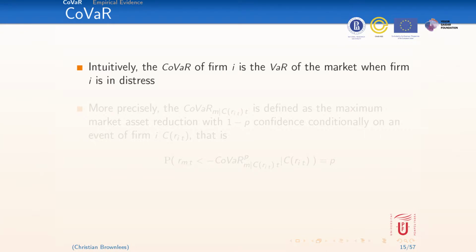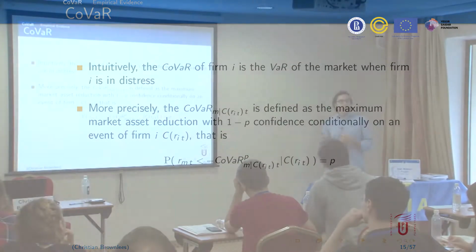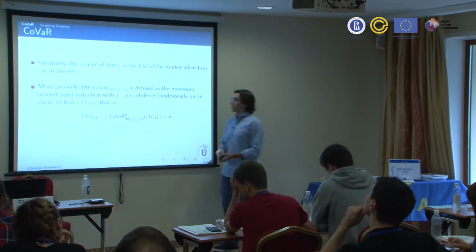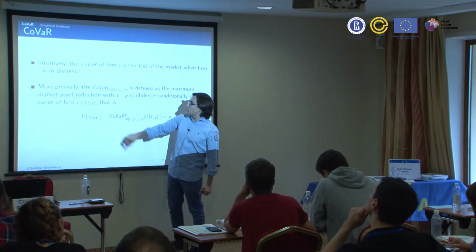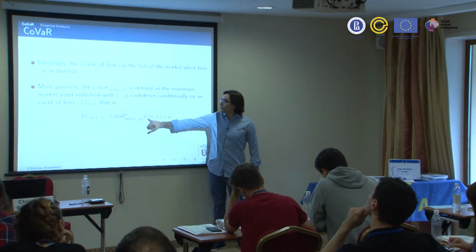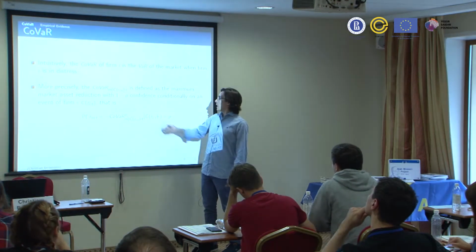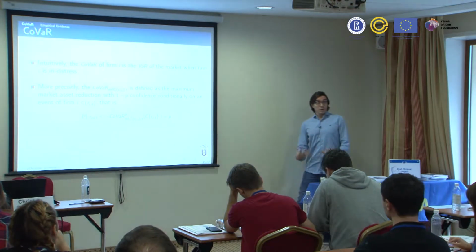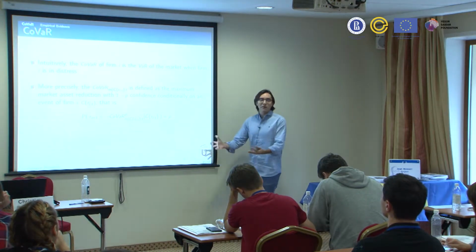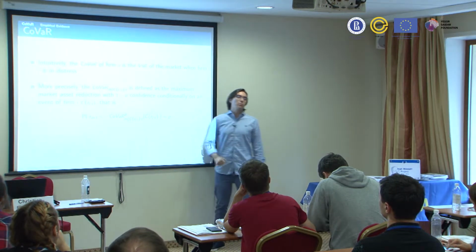So, Adrian and Brunnermeier's idea, which is kind of nice, is the following. They look at the asset growth rates of the entire economy, the entire financial system. And they look at the CoVaR of the entire financial system conditional on some event. I'm denoting this event by CRIT. CRIT denotes some event to be defined that depends on what's going to happen to firm I.